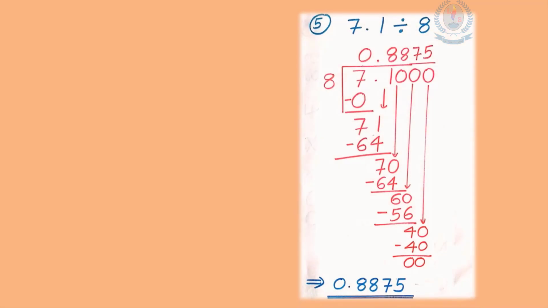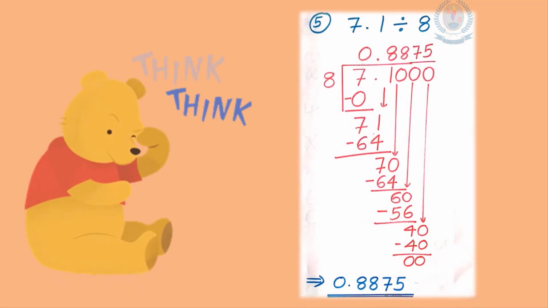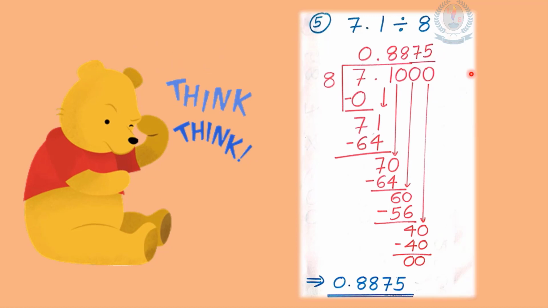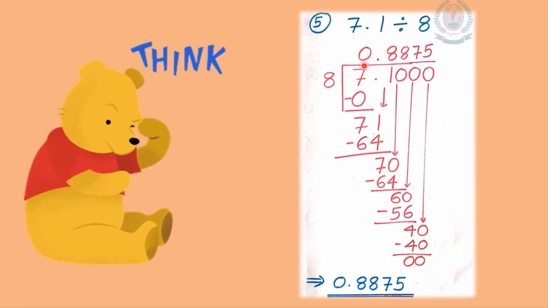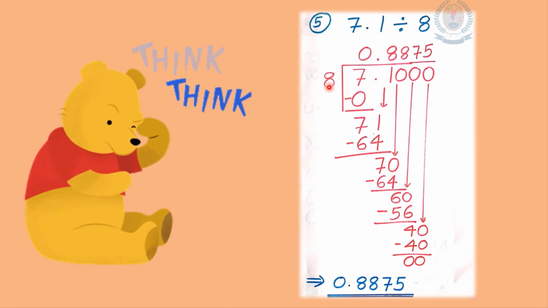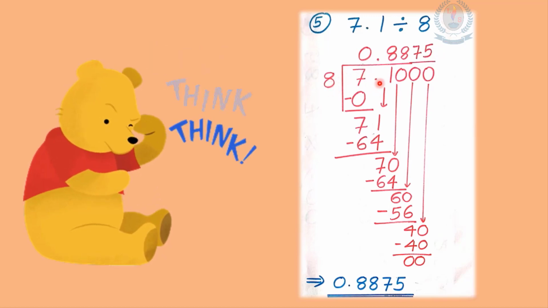Next example, 7.1 divided by 8. Here we have to write that 7.1 divided by 8 in this way.